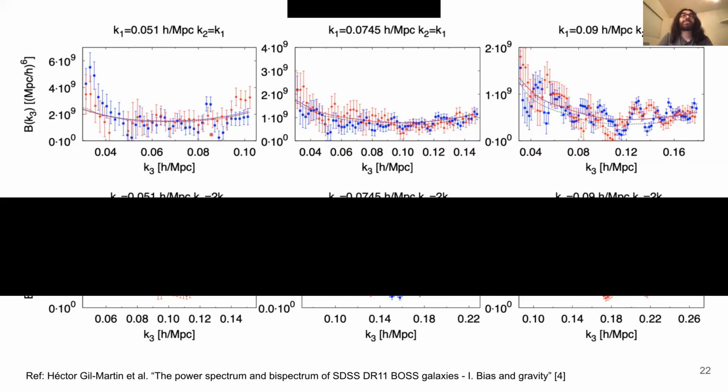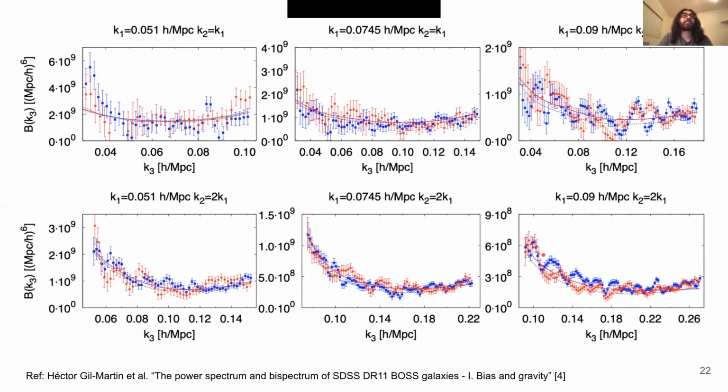The reason why we have so many different plots here is because this bispectrum is fundamentally a function of three Ks. And so you can take different slices through K space and you get different plots here. And the red and the blues just correspond to their two different data sets.